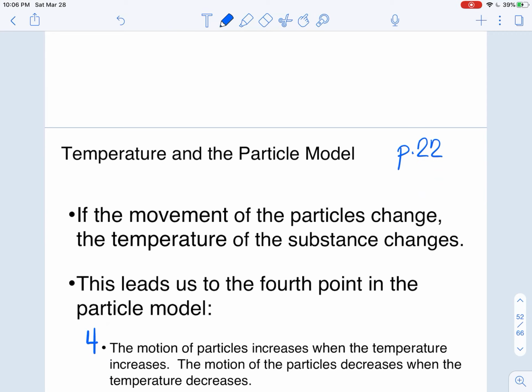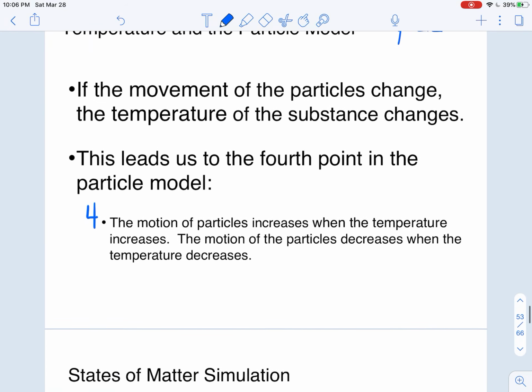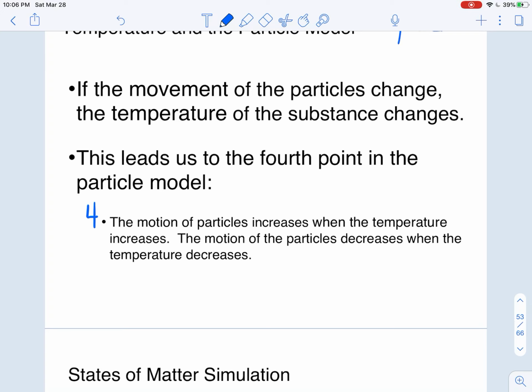Moving on to the page that is next, page 22 in your notes. It does mention that temperature can affect the particles, and that's where we have a number 4 to add on to our particle theory, that if the particles start moving up, like when you start boiling water, then those particles will start increasing the temperature of that substance.